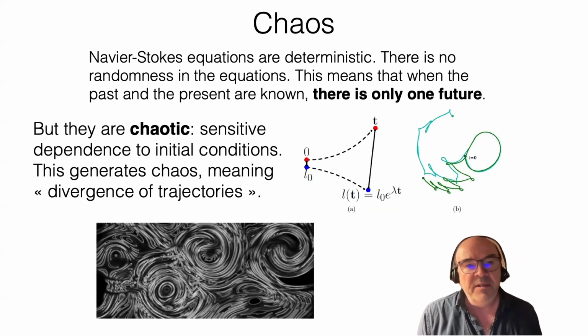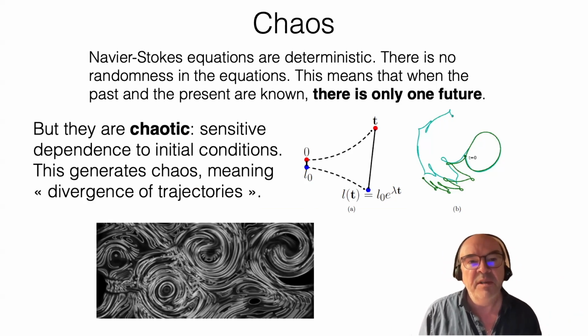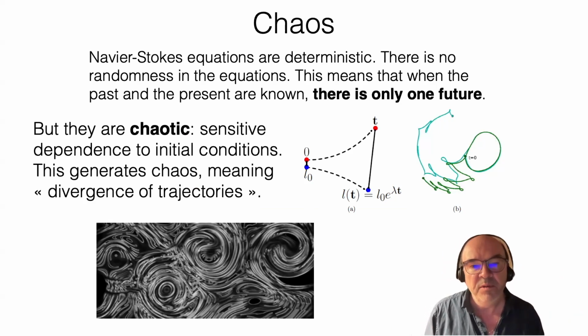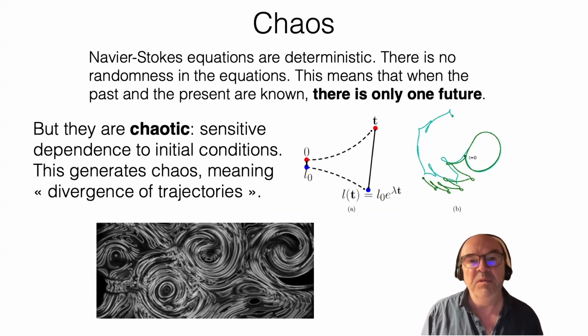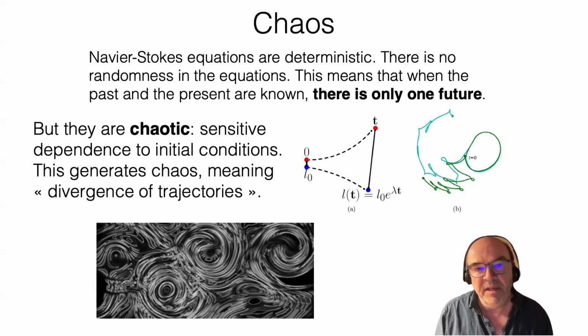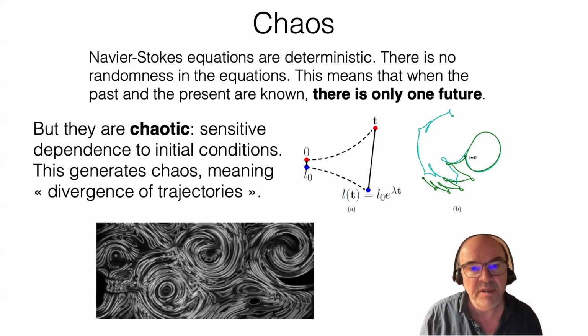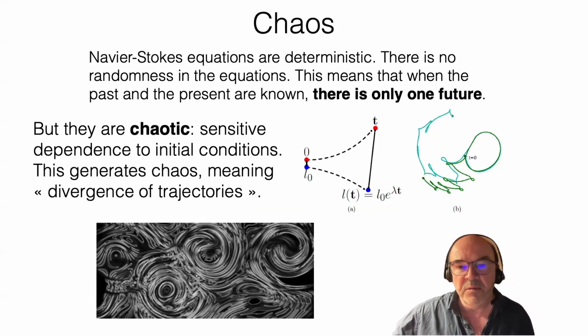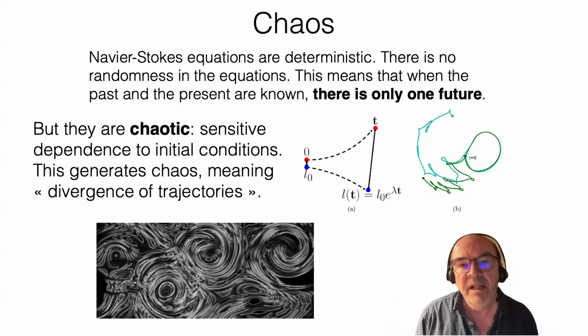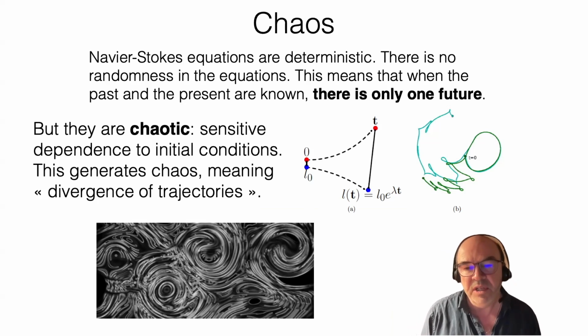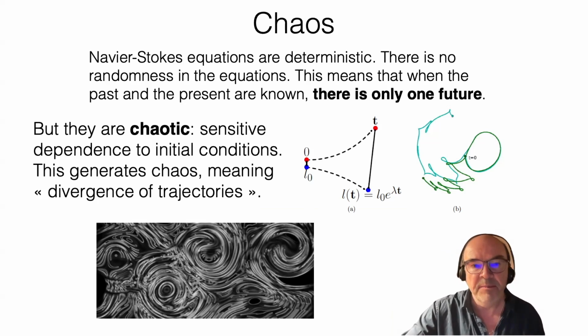So another property of turbulence is chaos. The Navier-Stokes equations are deterministic. There is no randomness in the equation. So if we know the past and the present, then there is only one future. But in fact, they are chaotic. The word chaos was introduced in the field of fluid mechanics. It means sensitive dependence on initial conditions. As we can see here, if you have two trajectories that are initially very close, you have exponential divergence of the trajectories. That's the meaning of the word chaos.